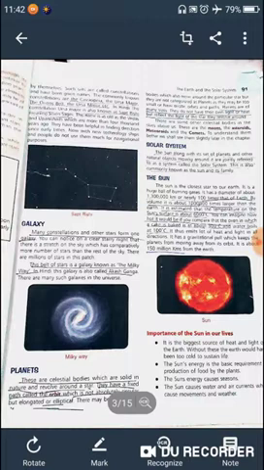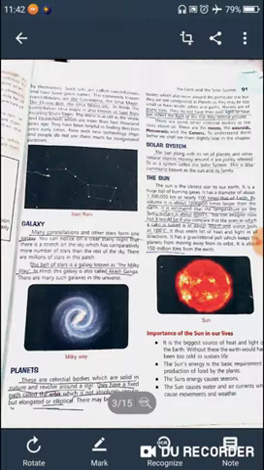Let's start with the solar system. Solar means Sun. System means family. So now we are going to study about the Sun's family. The Sun's family comprises planets and other natural objects moving around it, like our planets as well as the asteroids, meteoroids, comets, etc.